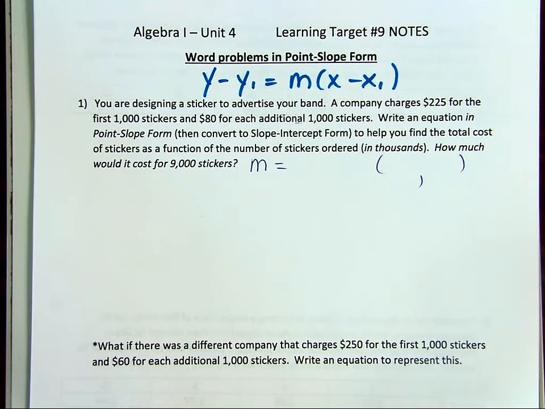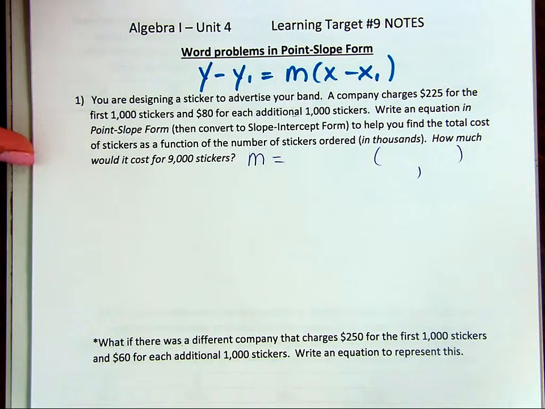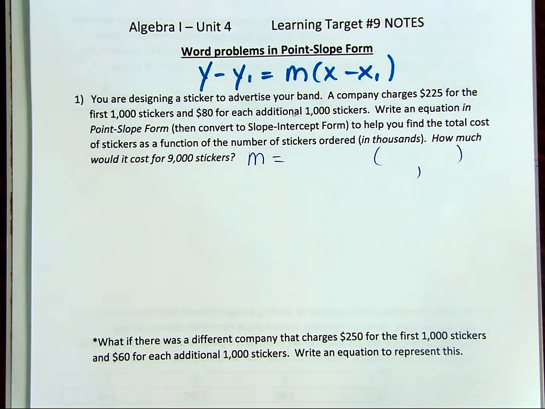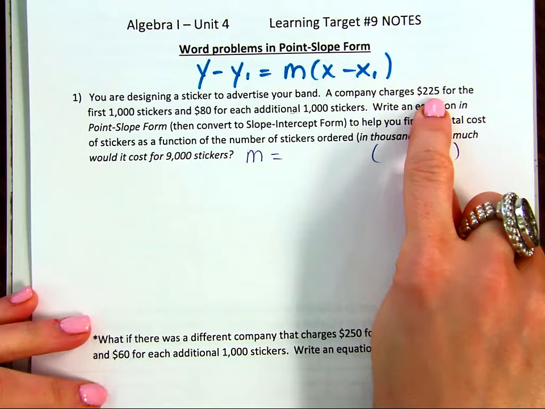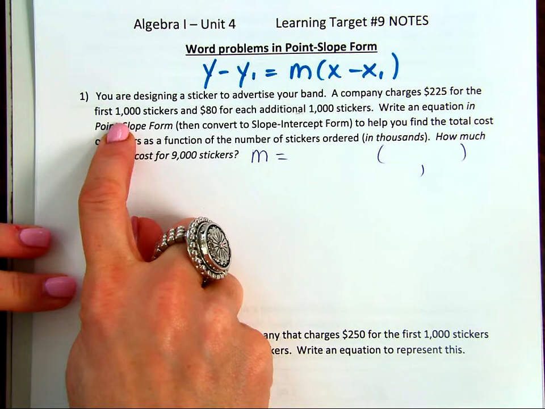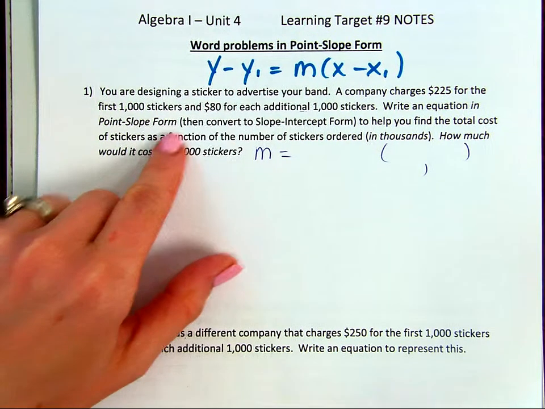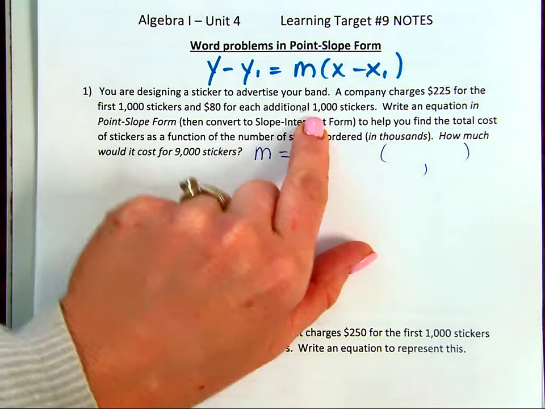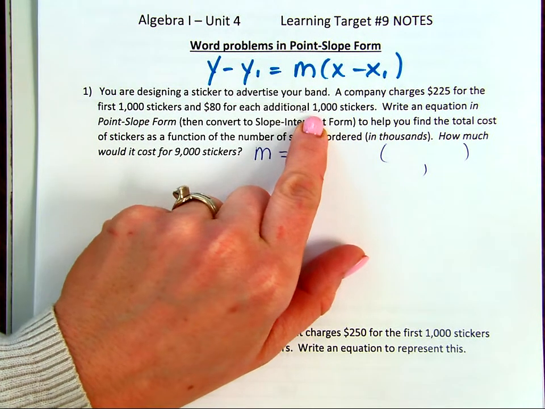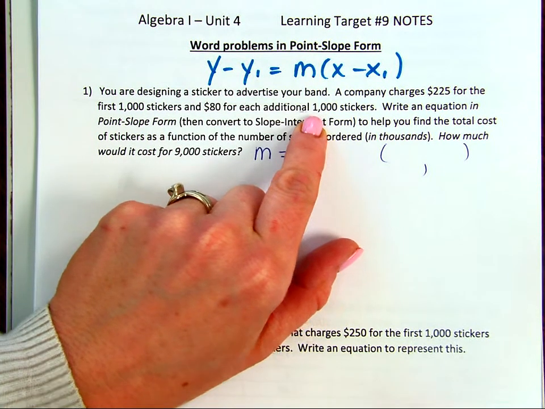So keeping that in mind, let's read the problem. Highlight if you have to. So you are designing a sticker to advertise your band. So you need to print bulk. A company is going to charge you $225 for the first 1,000 stickers. So you want 1,000 stickers? Awesome. Give us $225, you get 1,000 stickers. If you want more after the 1,000, we'll charge you only $80 for every additional 1,000 you want. Okay, so you understanding this here?